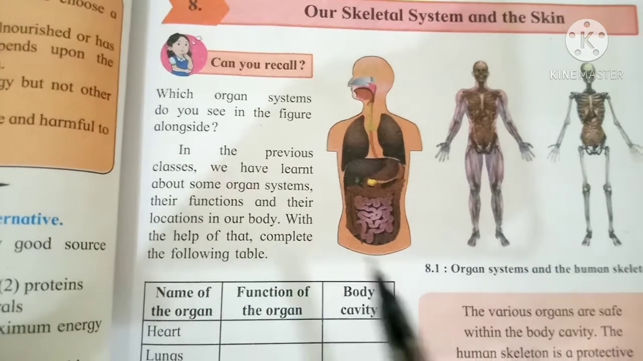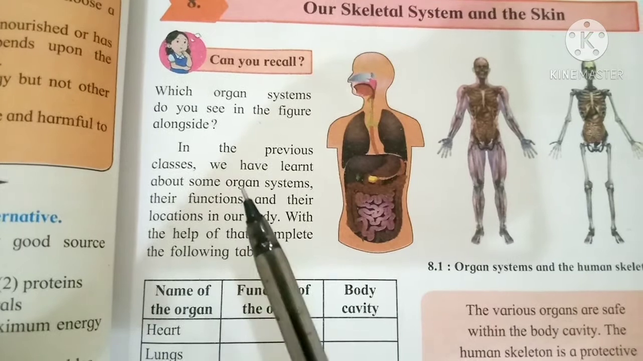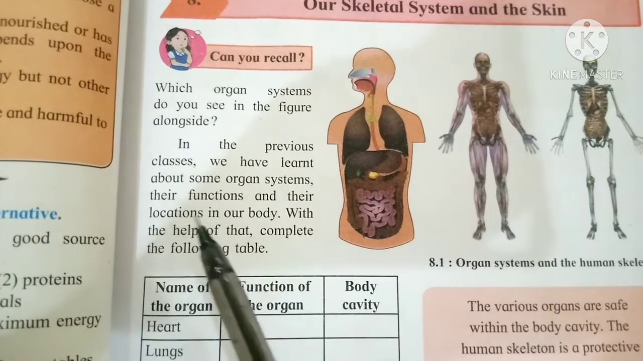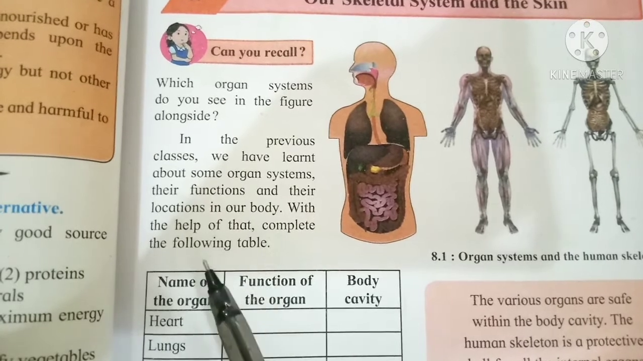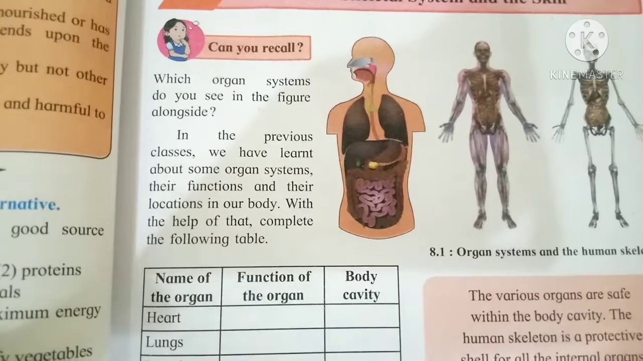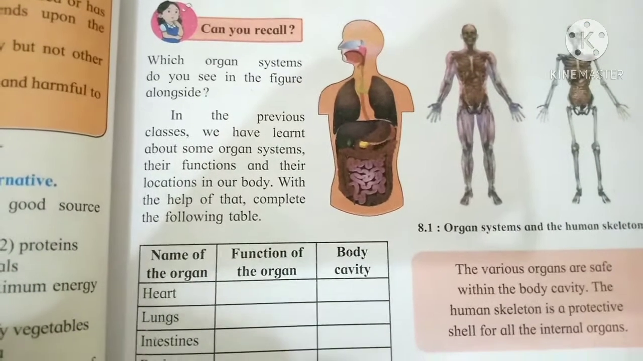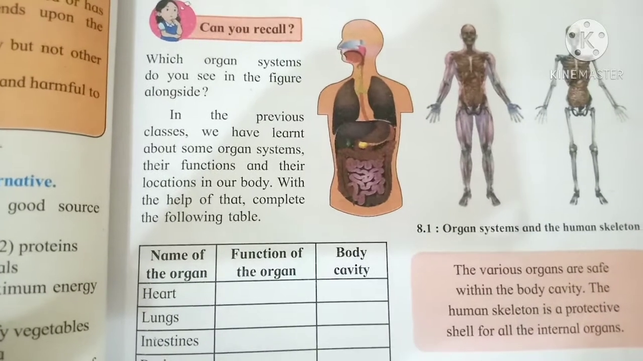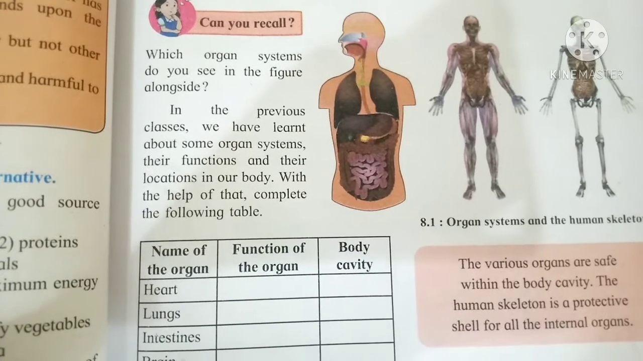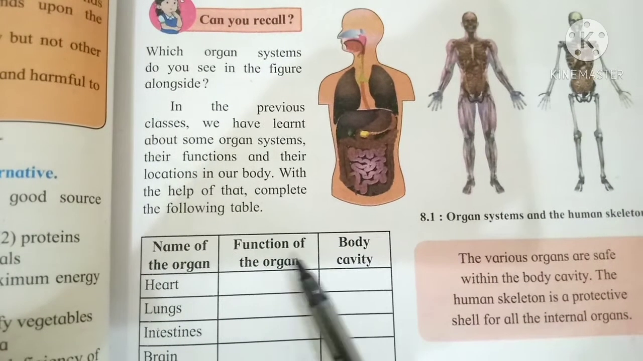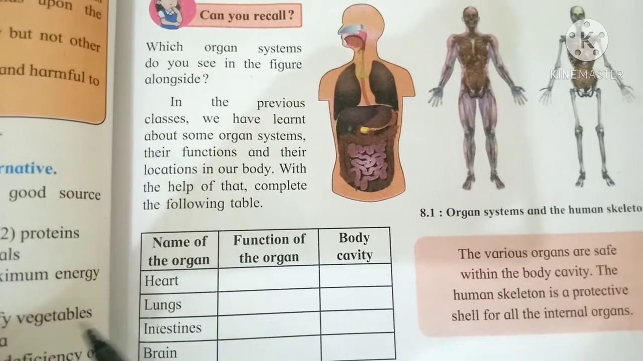In the previous classes we have learned about some organs, their functions and their location in our body. With the help of that, complete the following table, that means which parts are present in your body, which you have learned and been taught in the previous standard. First, name of the organ, function of the organ and body cavity.